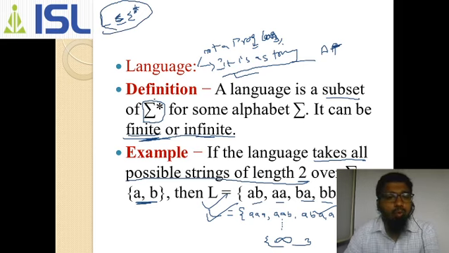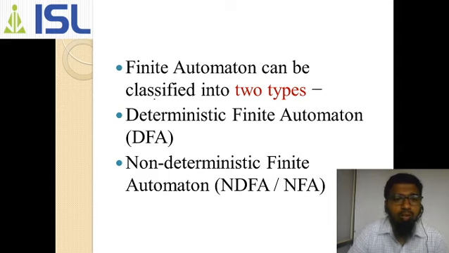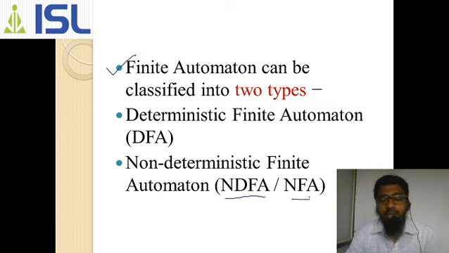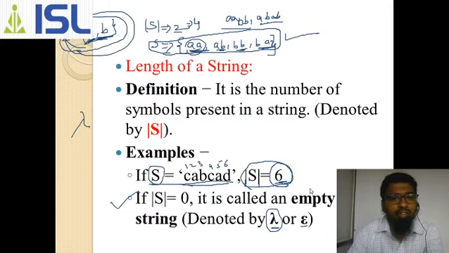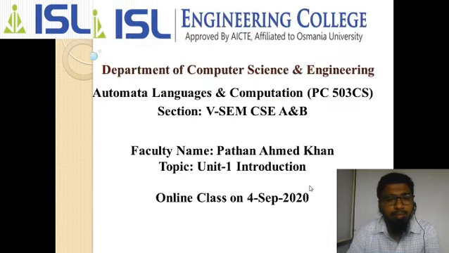So this was about today's class. And in the next class we are going to see that finite automata can be classified into two types. First one is deterministic finite automata, and next one is non-deterministic finite automata, NDFA or NFA. Okay, so just quickly review what we have done.